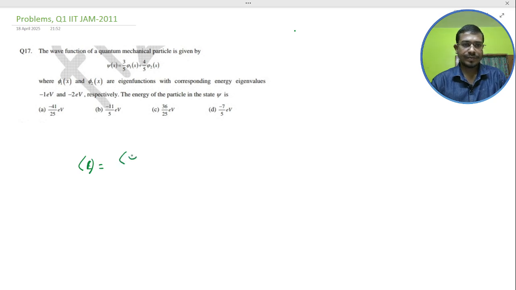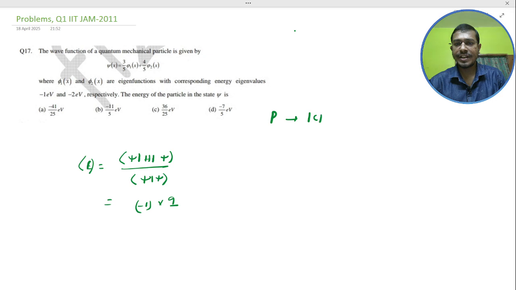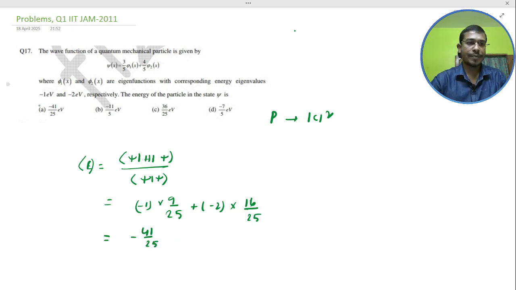That is equal to, by the definition of expectation value, divided by psi x. Put this value: minus 1 electron volt into 3/5. Probability means the mod c squared. So 9/25 plus minus 2 into 16/25. It should be equal to minus 41/25 electron volt. Option A is correct. Next.